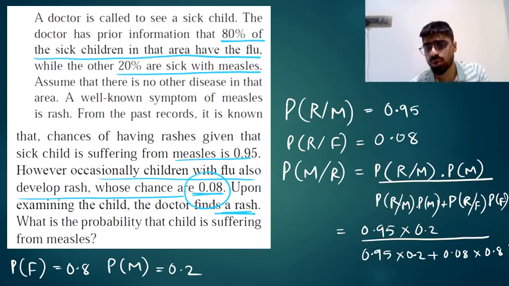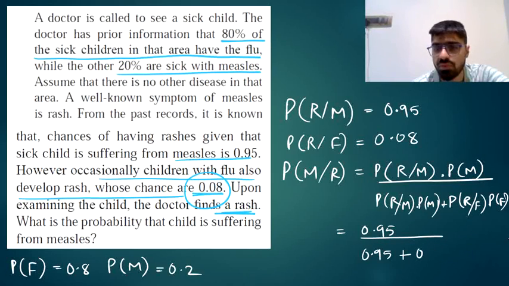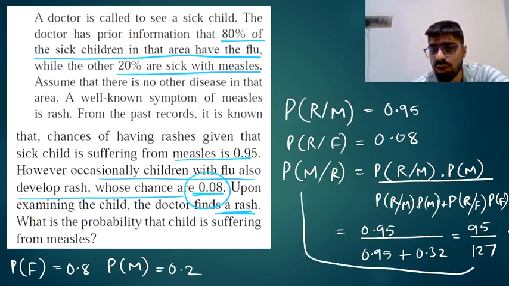Okay. Let's divide the numerator and denominator by 0.2. So this becomes 1, this becomes 1. And 0.8 upon 0.2 is like 8 upon 2. 8 upon 2 will be 4, and 0.08 into 4 will be 0.32. Plus 0.32. So if you multiply the numerator and denominator with 100, it will be 95 upon 95 plus 32. That will be 127.